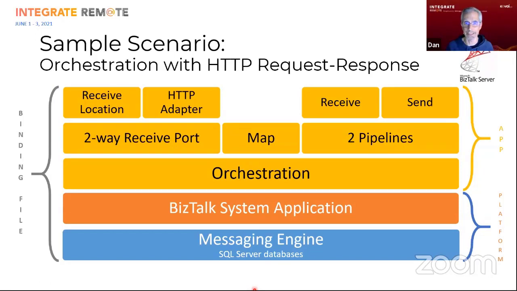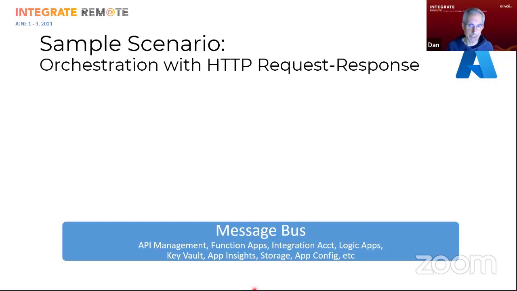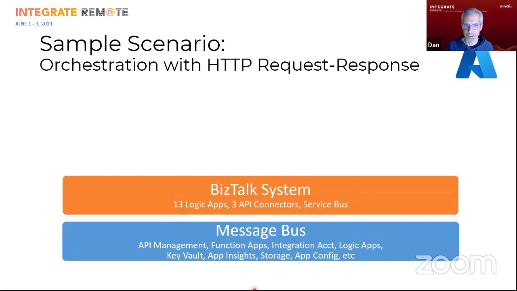Now, if we want to implement this in Azure, what the migrator will do is, again, you have your platform, which is made up of the message bus. And in this case, the message bus actually includes all of those platform level components that we need in Azure. So things like your API management instance, a bunch of functions and logic apps, your integration account, and app insights, and all those other things that you need to have the basic framework. There's also a BizTalk system application, which adds on top of that a bunch of logic apps, a couple of API connectors, and a service bus namespace. So that, again, is your platform. And that gets deployed with any application that you do.